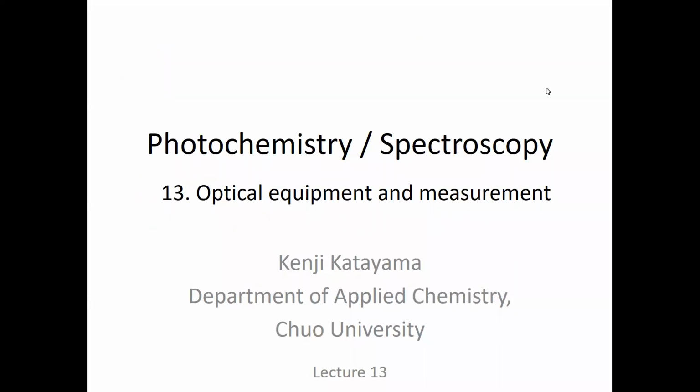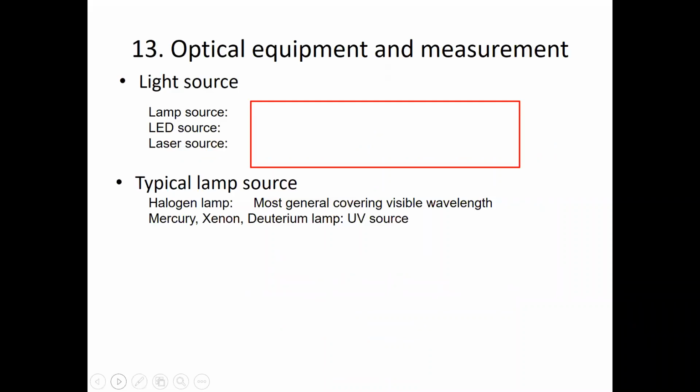In lecture 13, we are going to study optical equipment and measurement. In photochemical measurement and also spectroscopy, we need at first light sources, right? So let's think about the light sources.